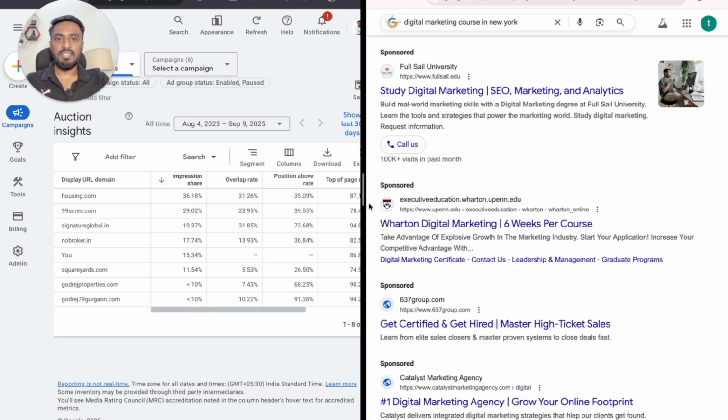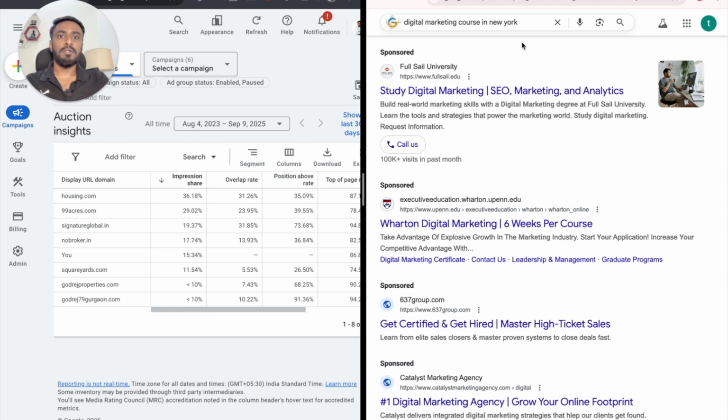Let's go through an example again for the last time. Impression share is how many times we were eligible to show our ads compared to how many times our ad was actually shown on Google. 1,000 people searched digital marketing course in New York in a day. Out of the 1,000 times, 100 times my ad was shown. My impression share becomes 10%.